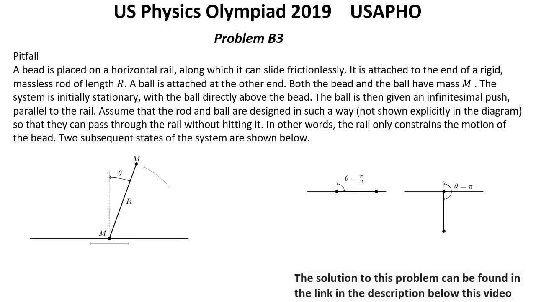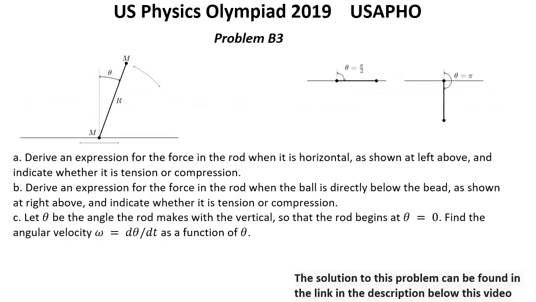Assume that the rod and the ball are designed in such a way, not shown explicitly in the diagram, that they can pass through the rail without hitting it. In other words, the rail only constrains the motion of the bead. Two subsequent states of the system are shown below.